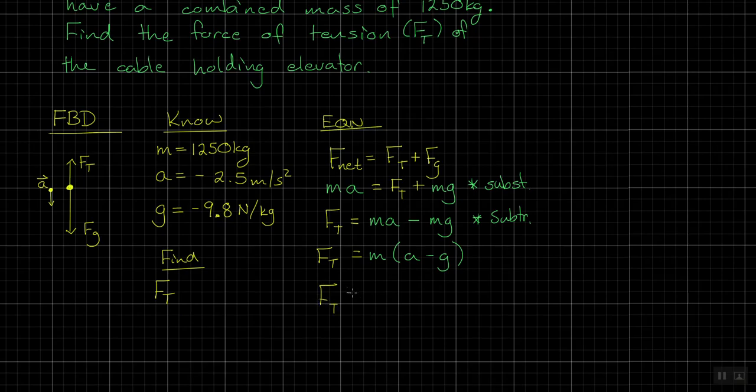What is the mass that we're dealing with? 1250. So here we go, 1250. And that's in, I'm going to play the unit game underneath, kilograms. What's acceleration? Negative 2.5. Minus, and this is where it's going to get weird for just a second, that's meters per second squared.